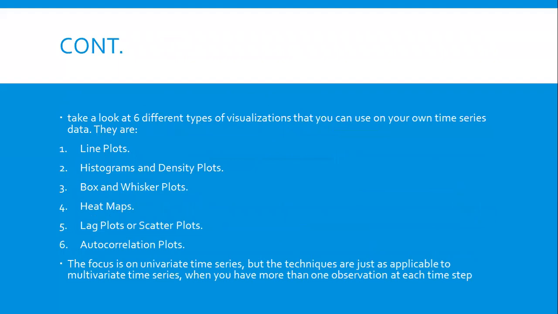Take a look at 6 different types of visualizations that you can use on your own time series data. They are line plots, histograms and density plots, box and whisker plots, heat maps, lag plots or scatter plots, and the last is autocorrelation plots. The focus is on univariate time series, but the techniques are just as applicable to multivariate time series when you have more than one observation at each time step.